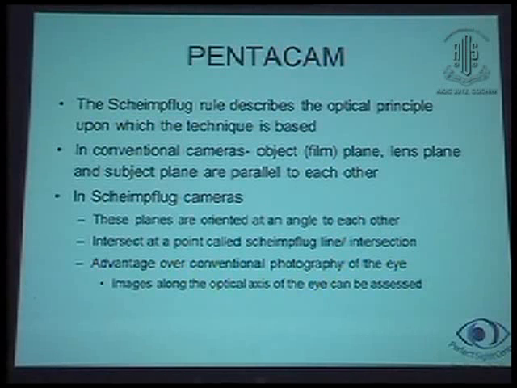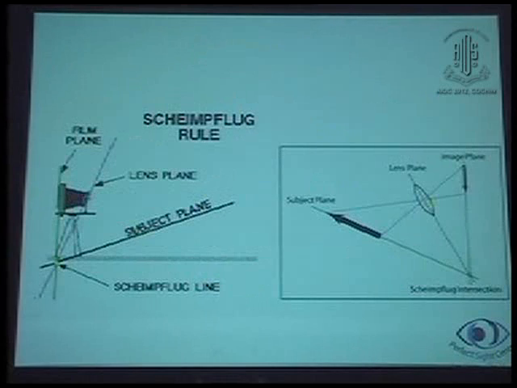In any conventional camera, you have a film, you have the lens, and you have the subject which we are photographing. They all have to be parallel, in the same plane. But in the Scheimpflug principle, they can be inclined, and this is how it works.